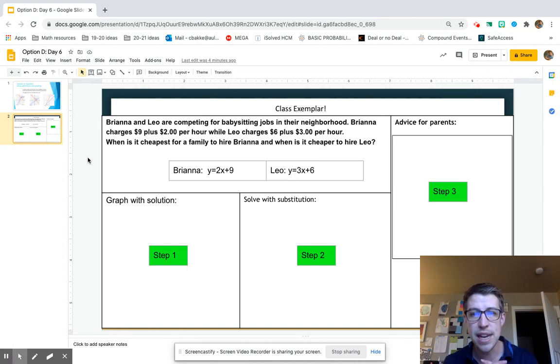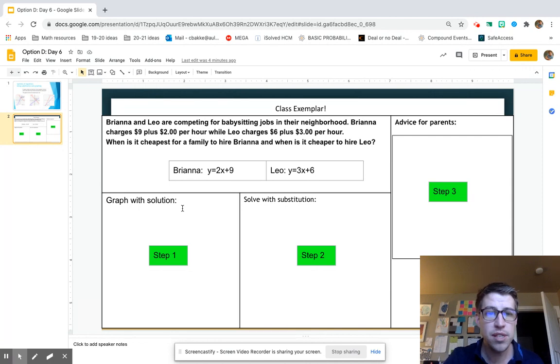So no more just naked equations. We're now going to have it in context, where your step 1 is going to be graphing the solution just like yesterday. Step 2 will be solving with the solution. And the new part today will be step 3, taking your solutions and turning it into real world advice for parents, for employers, for just people. Like, can you interpret it to give advice?